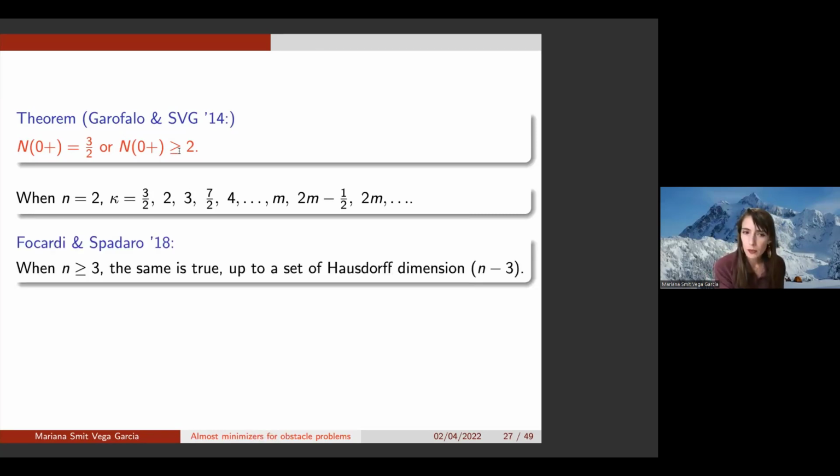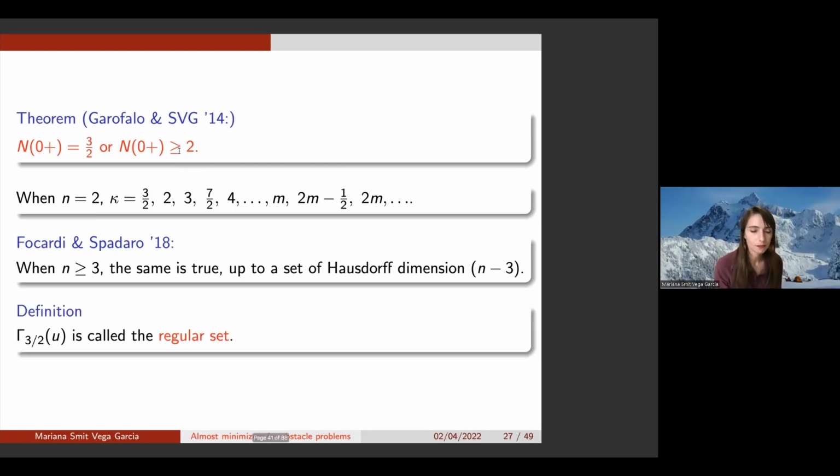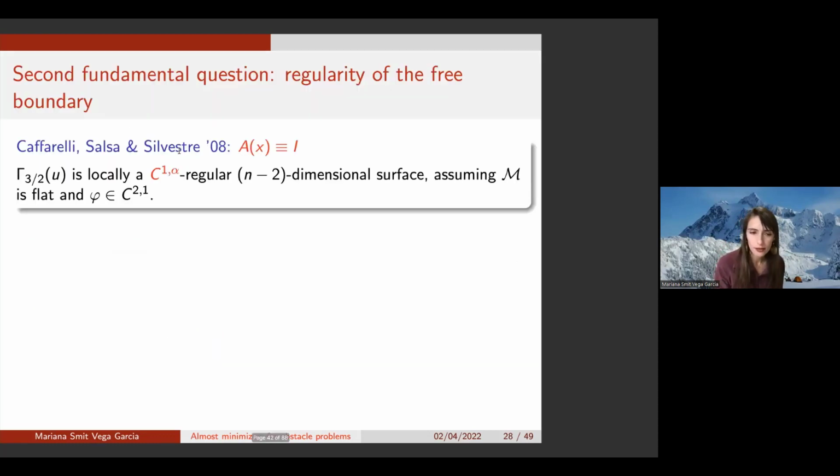Then a paper by Spadaro and Focardi from 18 showed that in dimensions 3 or larger, the same is true up to a set of Hausdorff dimension n minus 3. So that's the other set. And it's quite interesting that we know very little about this other set besides a bound on its Hausdorff dimension. Let me say that the set of points on the free boundary for which the frequency is the smallest possible, 3/2, is called regular. Those are the best ones.